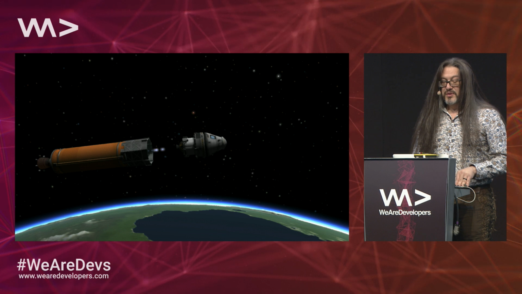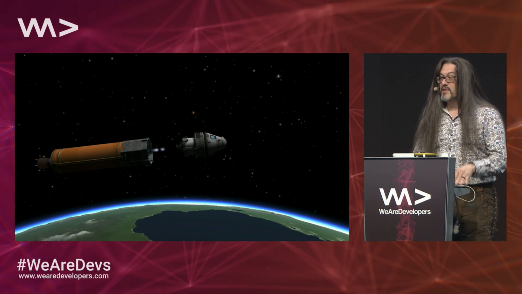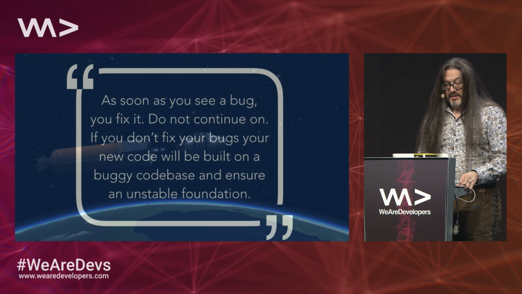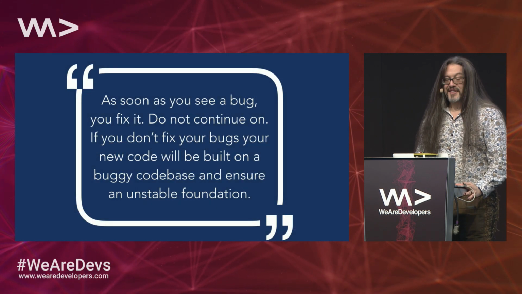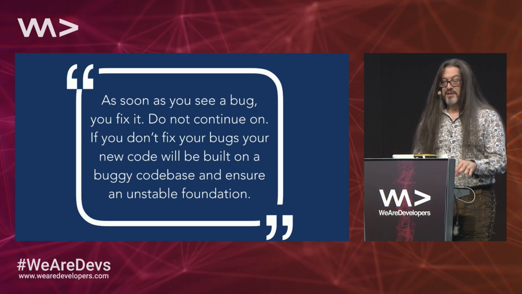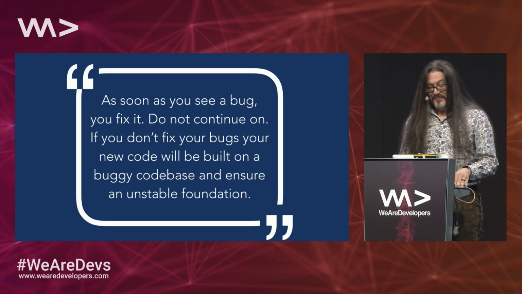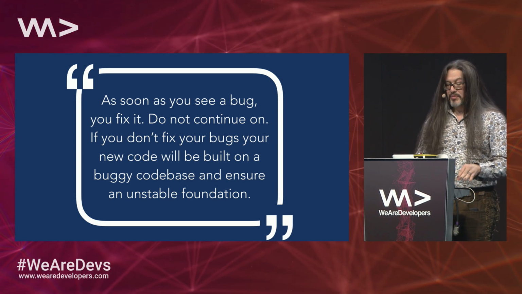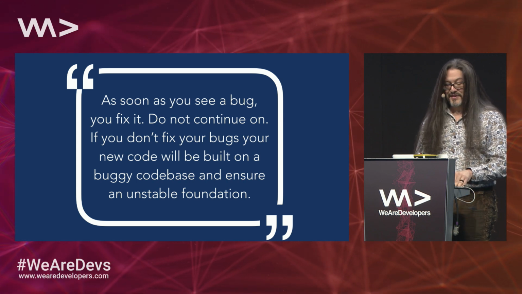So after 1992, id Software's second stage of company development was complete along with another principle. As soon as you see a bug, you fix it. You do not continue on. If you don't fix your bugs, your new code will be built on a buggy code base and then ensure an unstable foundation. If you check in buggy code, someone will be writing code based on your bad code, and you can just imagine the cascading effect there.